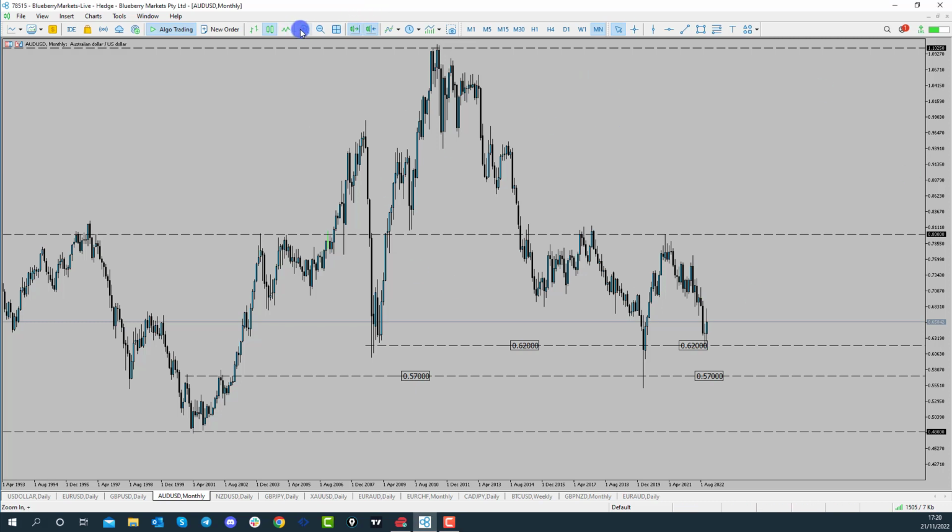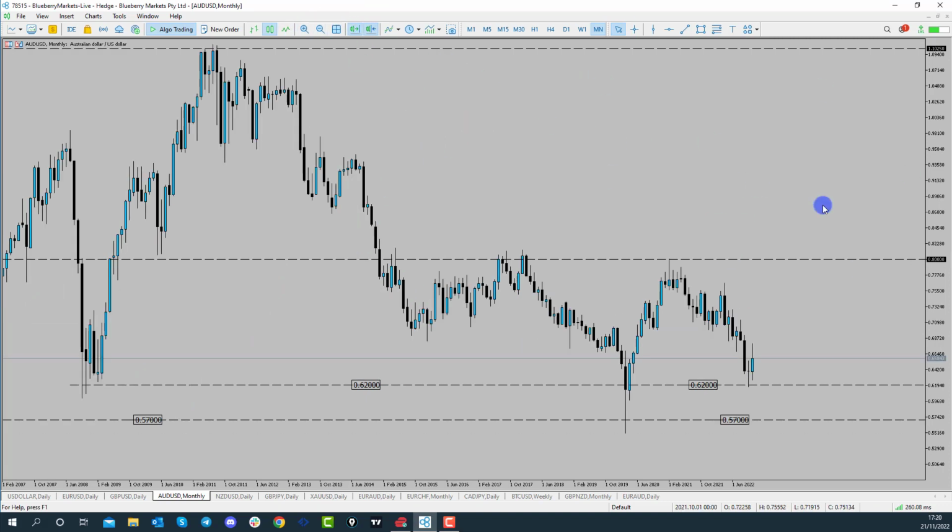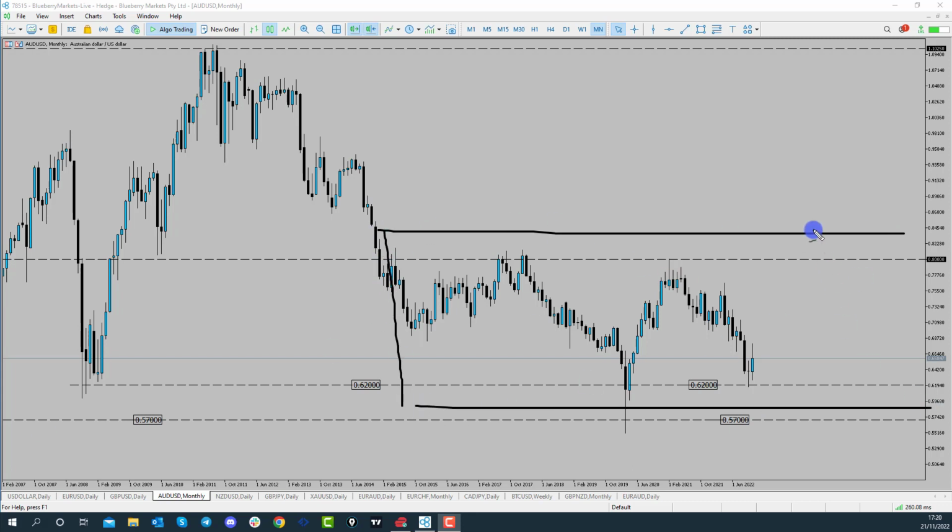Now, you can see here I've got the monthly time frame. I'm actually just going to zoom into where current price action is directed at the moment, and you can see that we're pretty much in a range. Despite the recent downward trend, price is actually trading between the 0.8 handle and the 0.62 handle, and that's where price has been contained for some time now.